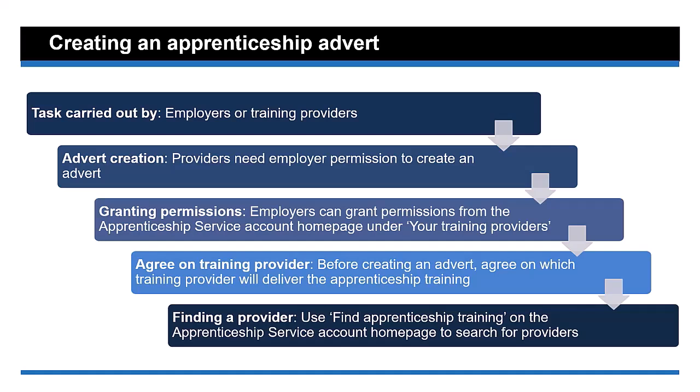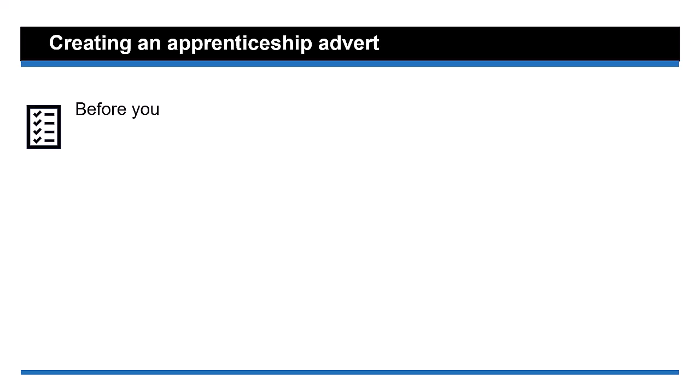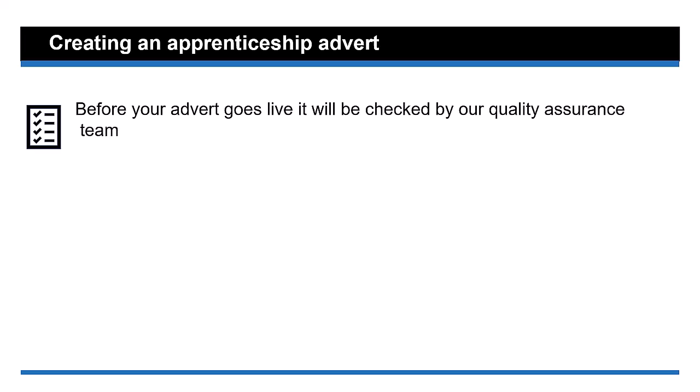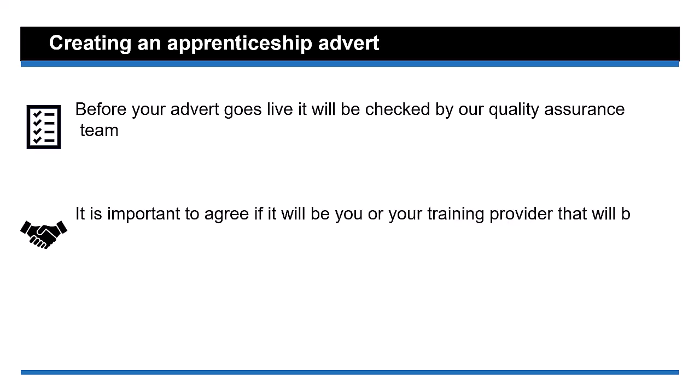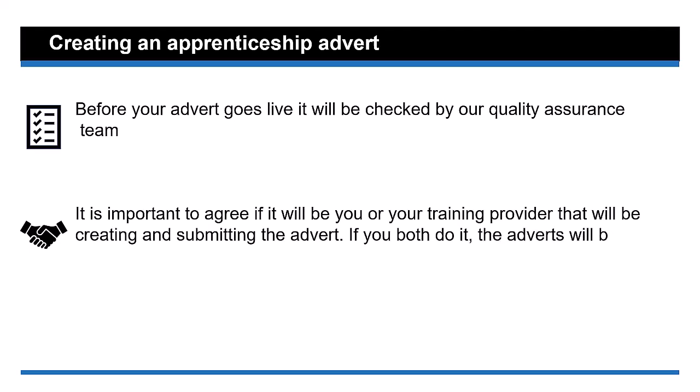You can search for the standard that you wish to recruit for and will be able to see details of all providers that offer this apprenticeship. After you've created your advert, before it goes live, it will be checked by our quality assurance team to make sure it contains all of the correct information. It's important to agree if it will be you or the training provider that will be creating and submitting the advert. If you both do it, the adverts will be rejected by the quality assurance team.